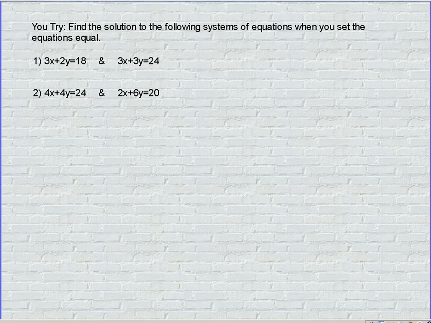Now on your own, find the solution to the following systems of equations when you set the equations equal. 3x plus 2y equals 18, and 3x plus 3y equals 24. Also find the solution for 4x plus 4y equals 24, and 2x plus 6y equals 20.